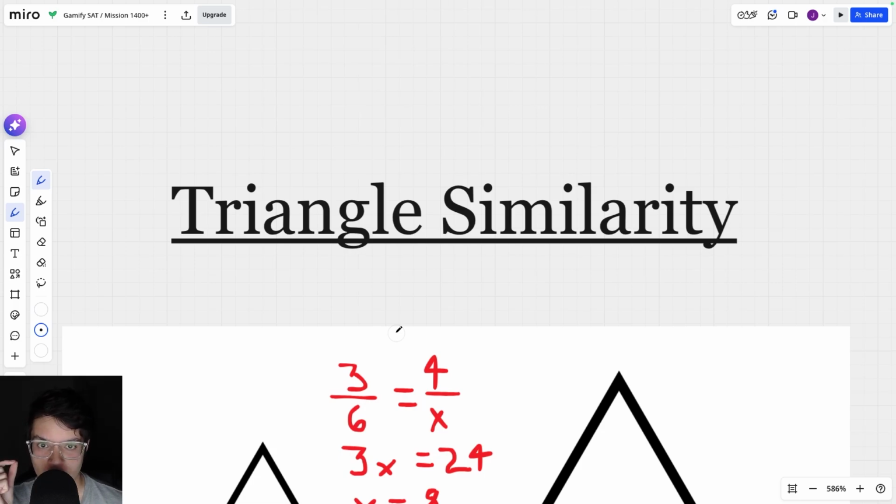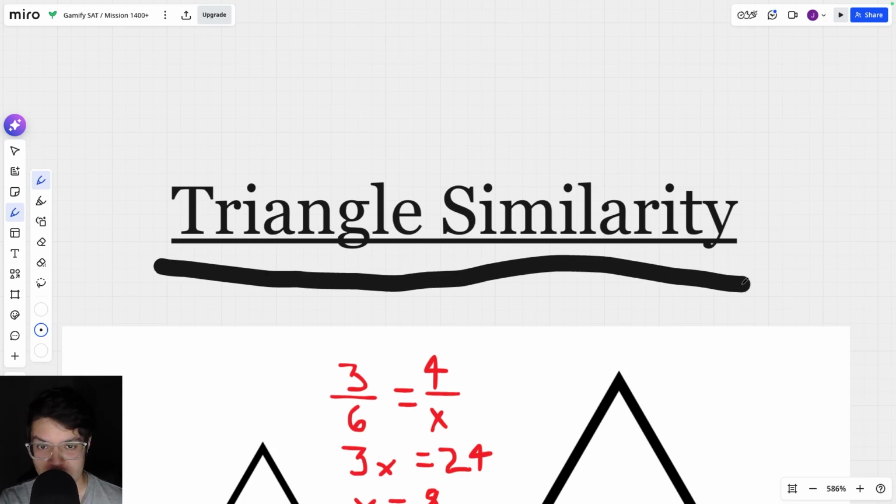In this video, I'm going to explain everything you need to know for the SAT about triangle similarity. I'm going to explain what triangle similarity means, how to tell whether a triangle is similar to another one, and also how to solve some of these harder triangle similarity problems when you do see them on the test.